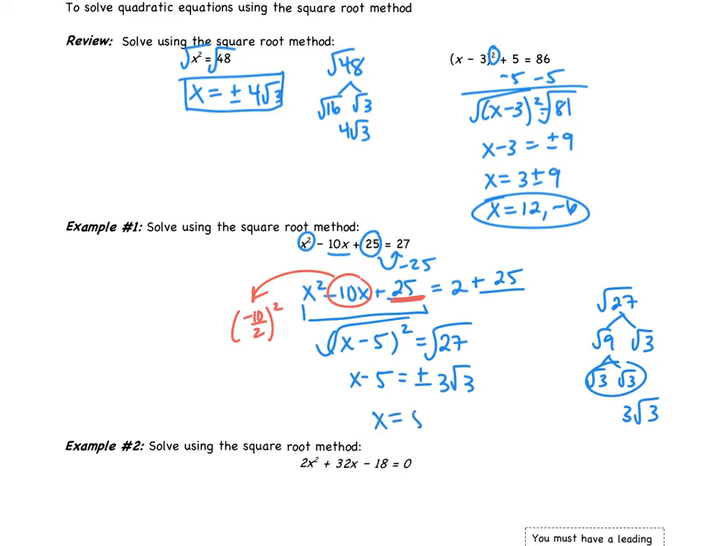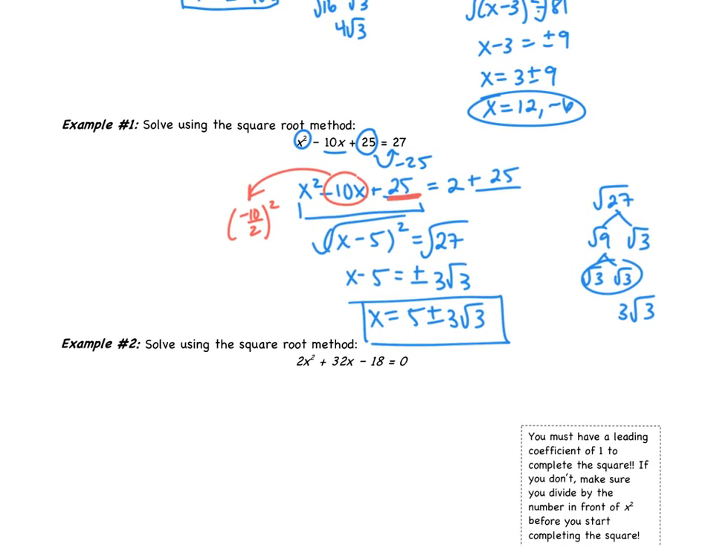Adding 5, I get x equals 5 plus or minus 3 root 3. Those are not like terms, so we cannot add them. Okay, so I know this is new for us. We're going to do another example together. So try to stick with me on this next example.